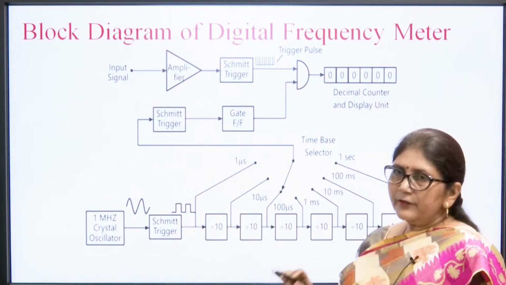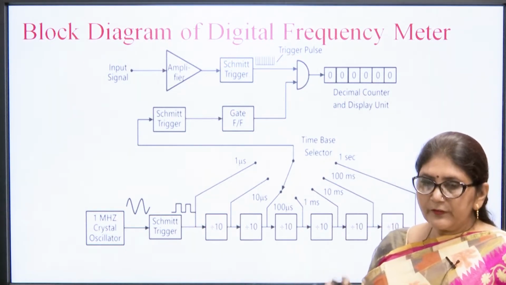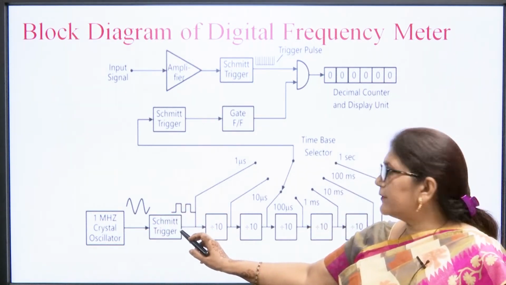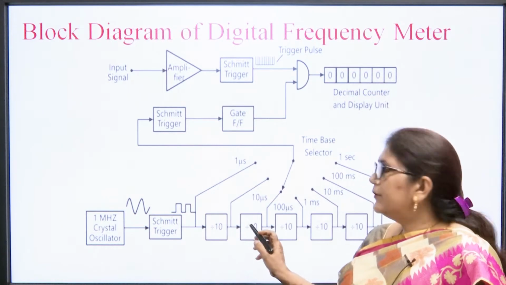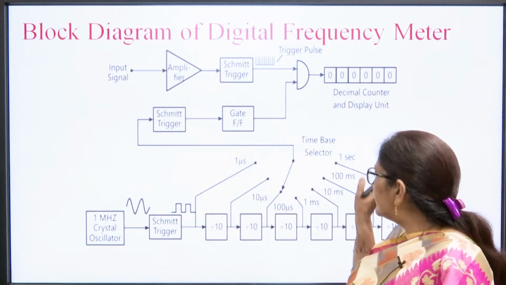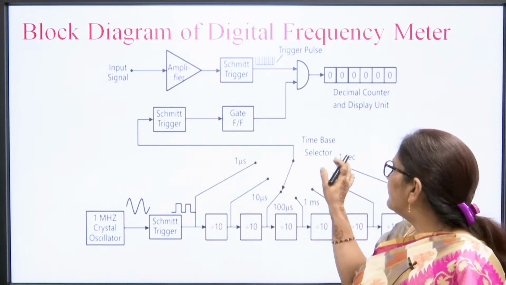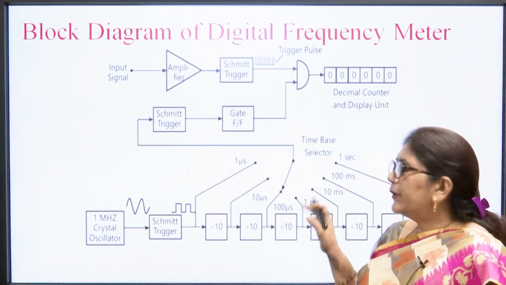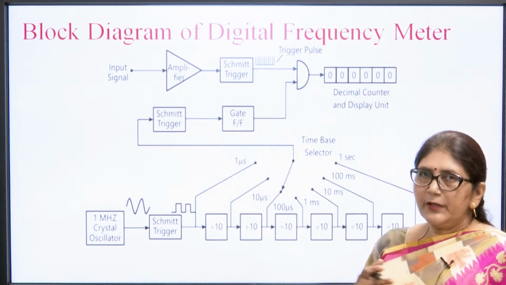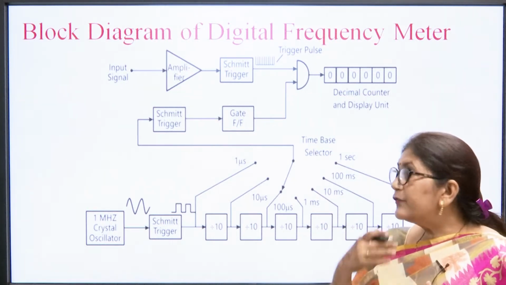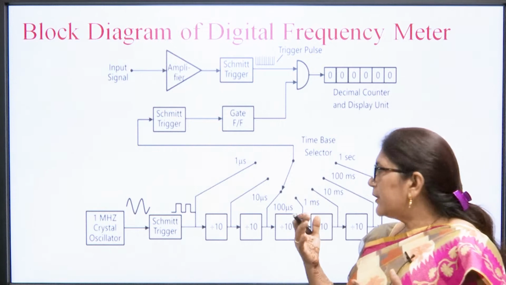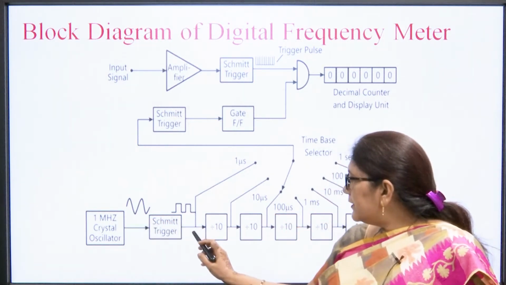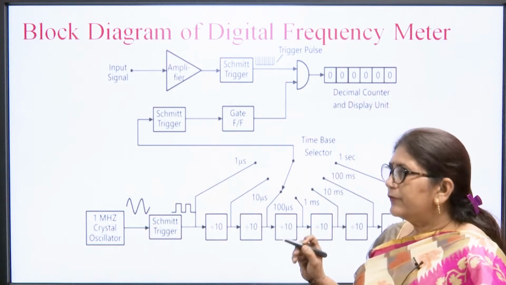So, inside the digital frequency meter there is a crystal oscillator, then a schmitt circuit. Then there is a time base selector switch, and we need different time base generator circuits, because if the frequency of the unknown quantity is very high, we need to measure it for a low time period. So, for this 1 megahertz frequency, we know that f is equal to 1 by T.